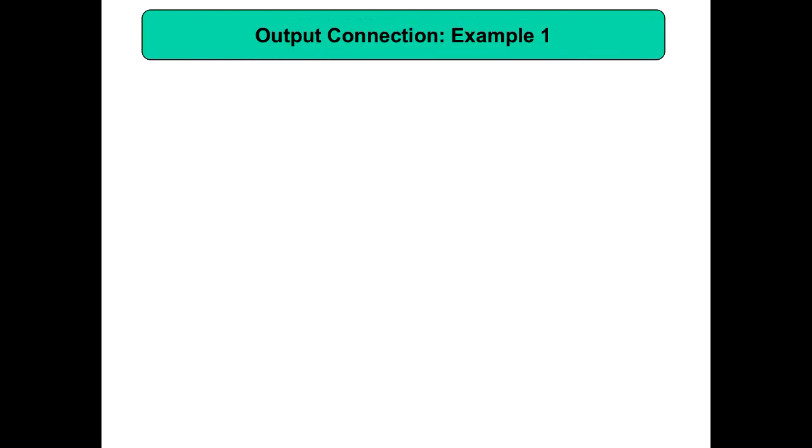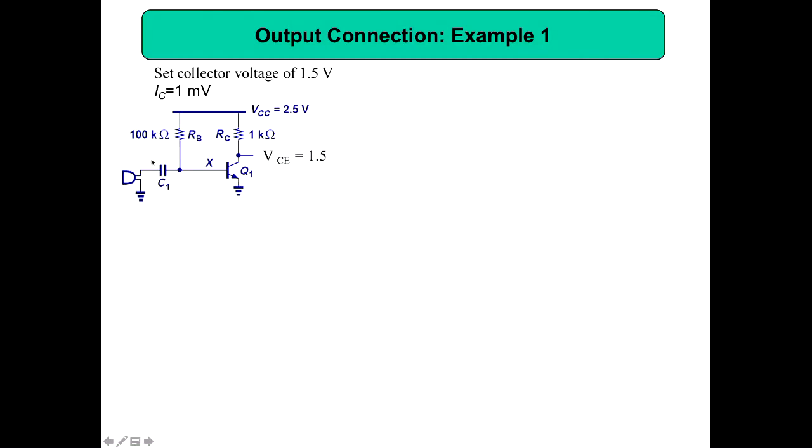Then, why do we need an emitter follower? Maybe an example will help you. We are going to set a collector voltage of 1.5 volt. So this is 1 milliamp, not 1 millivolt. It is a simple topology, and here we have connected a microphone. I am going to show you that this emitter follower is definitely needed in the electronic circuit as a buffer when you have an impedance mismatching problem. I am going to show you an example of how the emitter follower solves an issue.